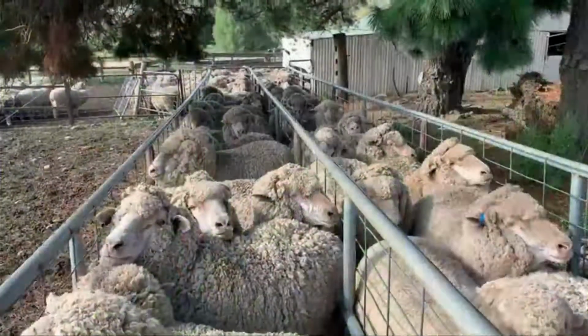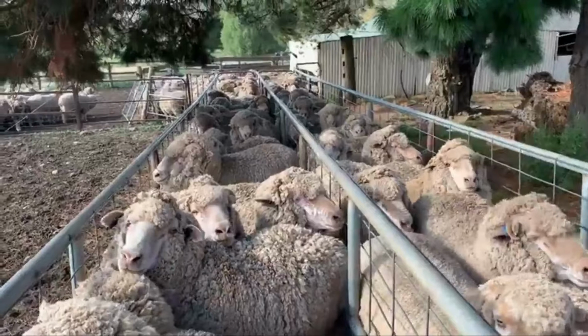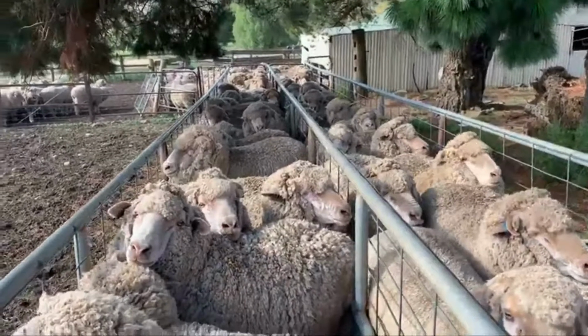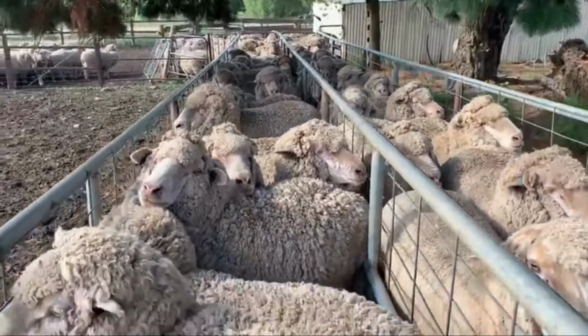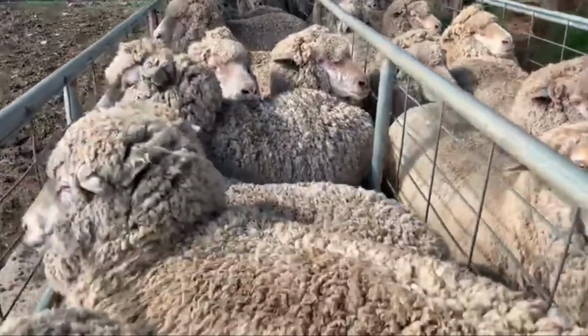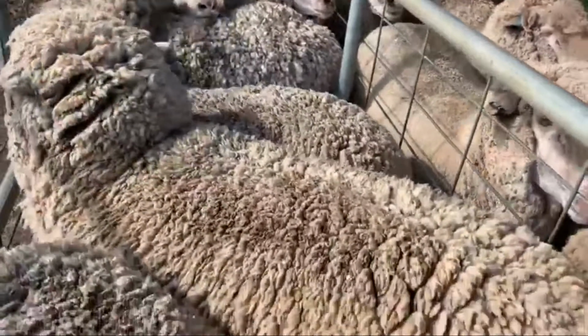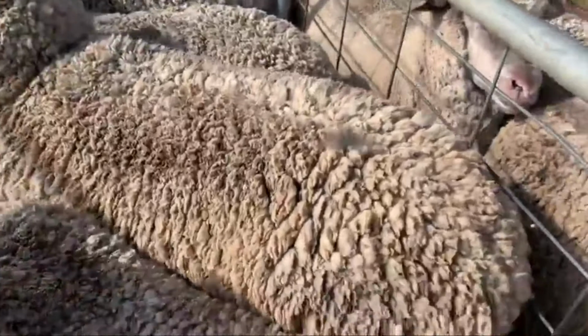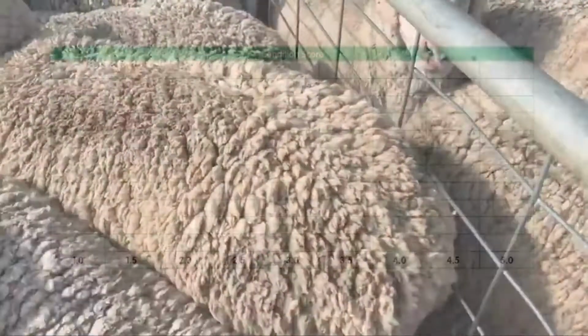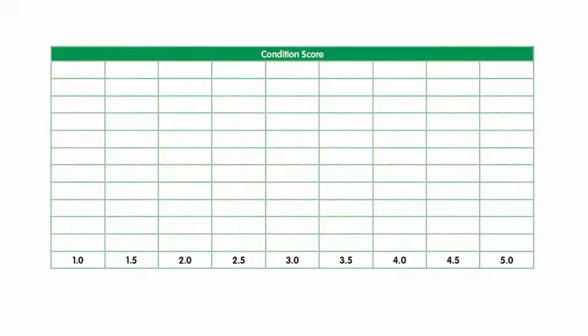It is good practice to condition score sheep every time that they are being brought in. A representative group from the main flock can be run through the race and condition scored. This can be achieved by randomly scoring 10% of sheep from the middle of the flock. Make sure to record the results on a recording sheet.